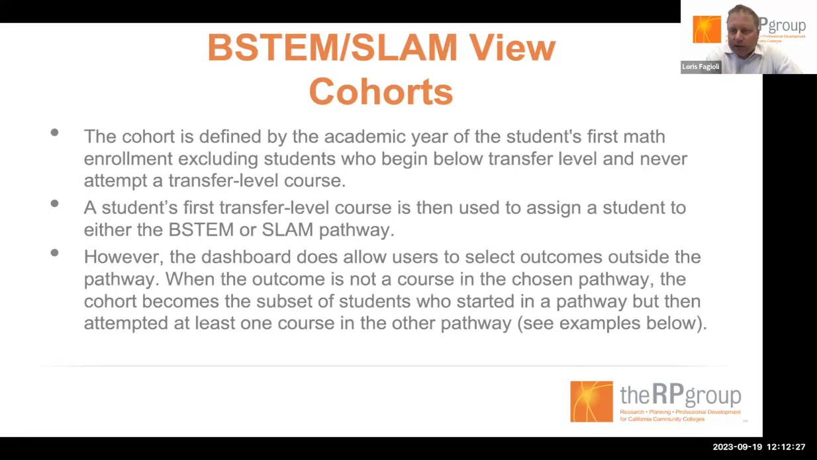So the cohort will change, again, behaviorally. If a student first tries a BSTEM course, they get assigned to the BSTEM pathway. But if they then take statistics or liberal arts, we then assign you essentially to the switching cohort that switches the pathway. And so I'll just leave it at that for now, and you'll see some examples below, and also in the dashboard, it'll make more sense when you see it live.